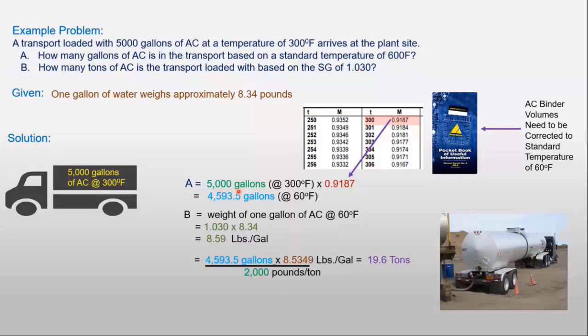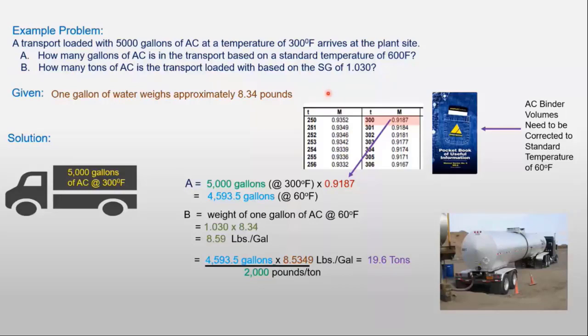So the first thing is you've got your truck over here and it's got 5,000 gallons in it. You're going to want to reduce that down to a standard temperature of 60 degrees, so in other words, the volume and the gallons are going to go down. You go to your pocketbook of useful information, and you can get the correction factor that will bring it down to a certain temperature and reduce the gallons in there. If the truck was all cooled down to 60 degrees Fahrenheit, you would only have 4593.5 gallons in it, which isn't a whole lot of difference, but it's enough. Now in B here, we want to know what the tons are.